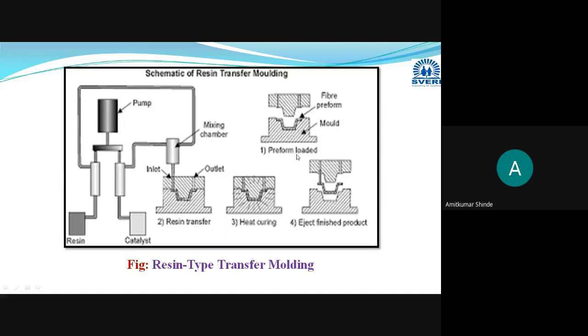Okay, in the first stage, the fiber preform is loaded in the lower half of the mold. Then in the second stage, the resin along with the catalyst is taken into the mixing chamber through the pump, and it is injected through this inlet over this preform, and after that this mold is closed.